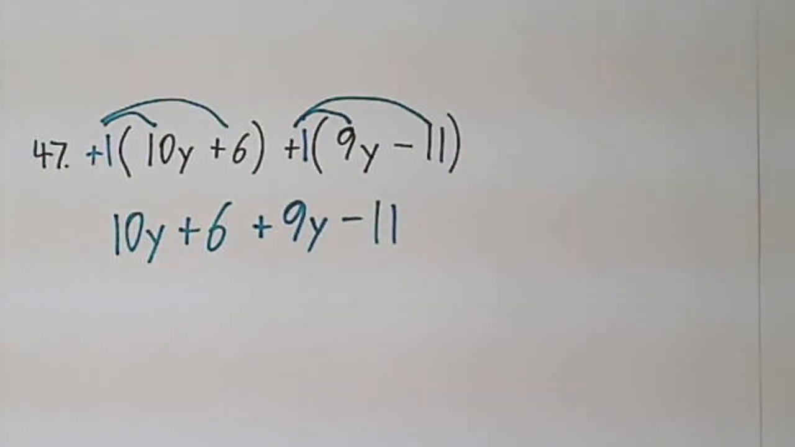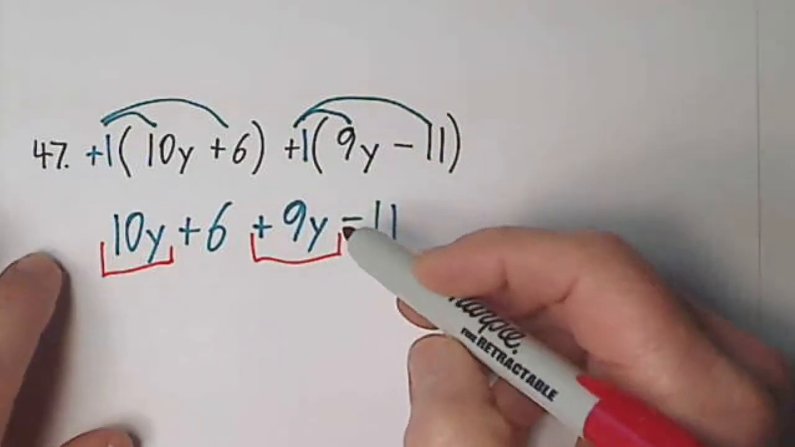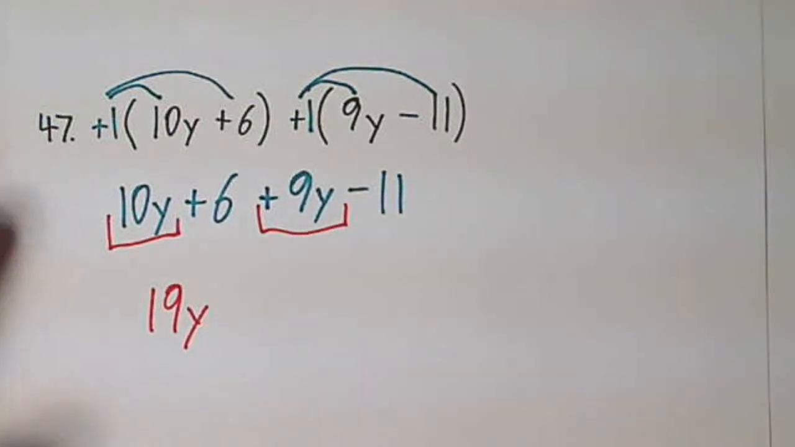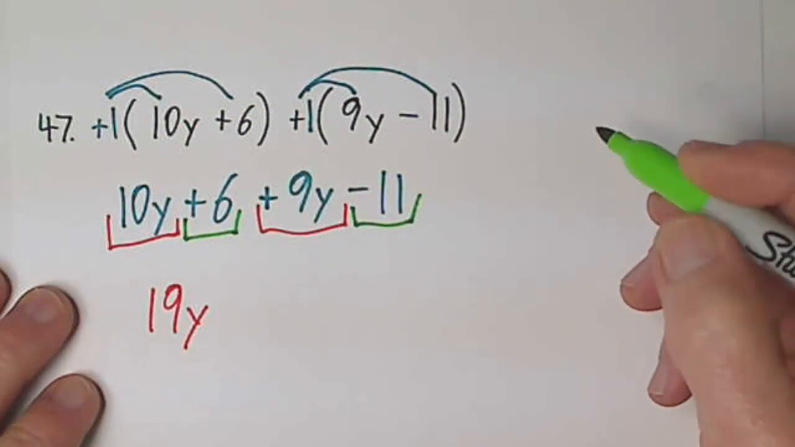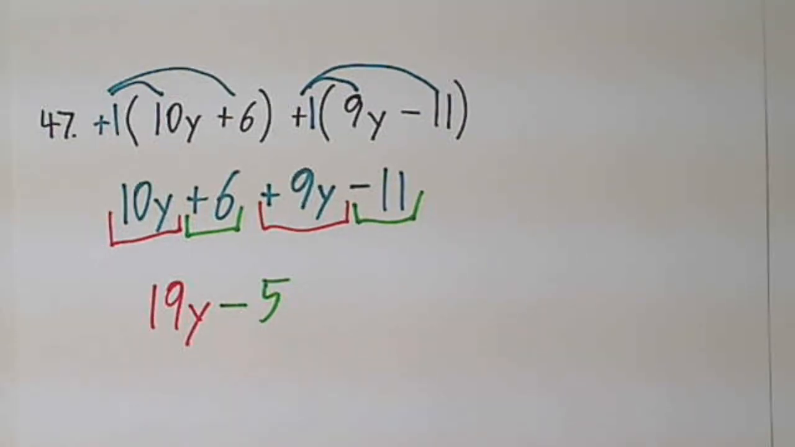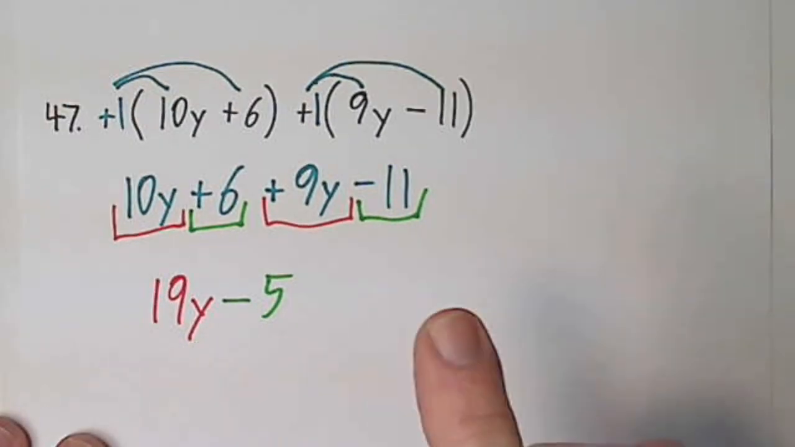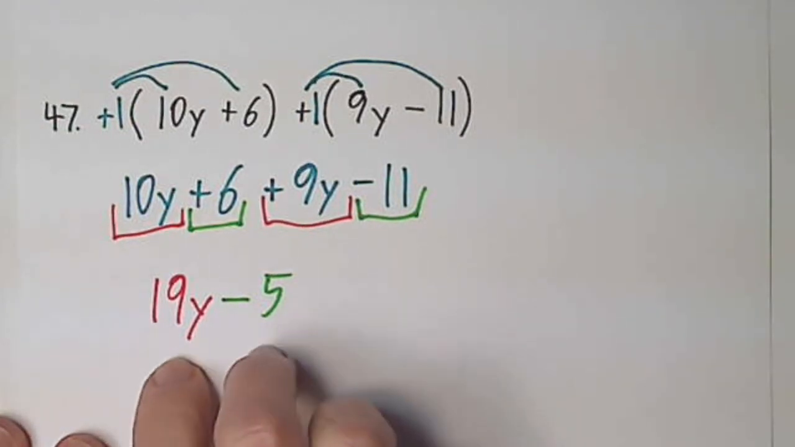All right. And now we're just going to combine our like terms. You have y to the first power, y to the first power. So when you combine those, you have 19y to the first power. And when you combine your positive 6, negative 11, you get negative 5. All right, so 19y minus 5, that is your answer. You cannot tell me what y is equal to because there's no equal sign anywhere in this problem. Okay, this is all you can do right here.